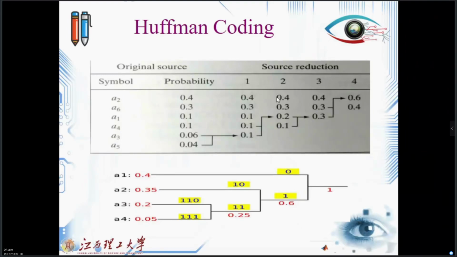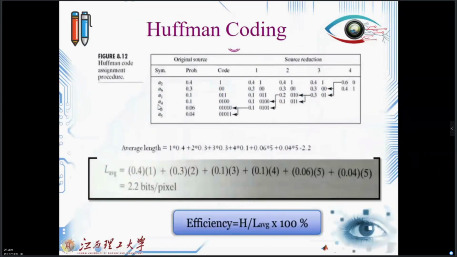Let us see more like this. Suppose the symbol A2 has the highest probability, we will give it the code 1, and A5 as the last one, which has the least amount of data, will be given the bigger codes. And then through this sequence, one by one, we will try to compress it.